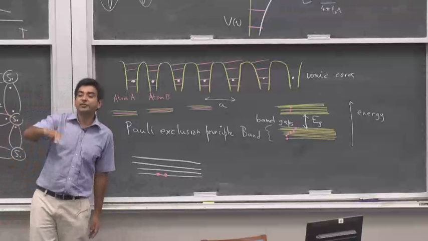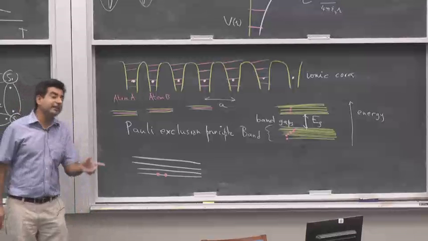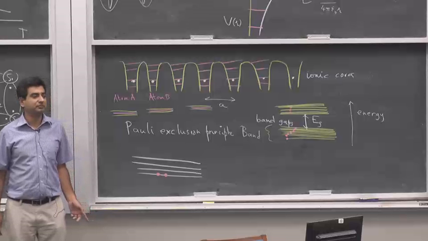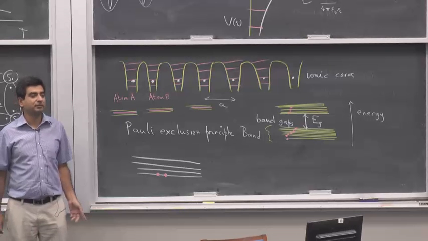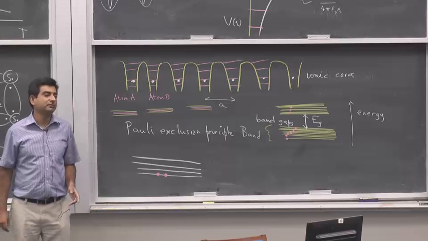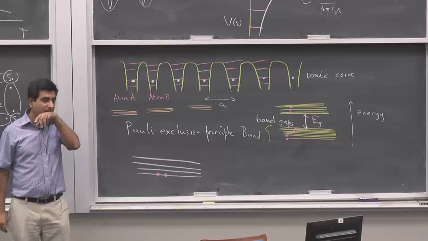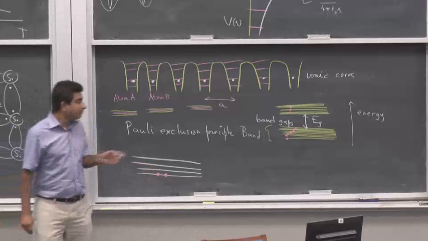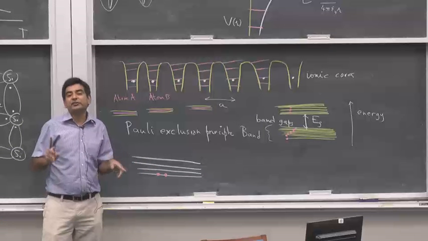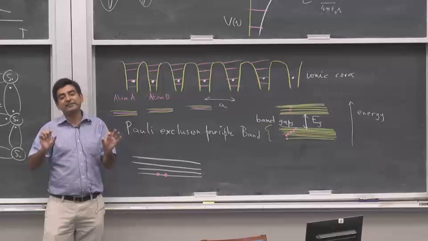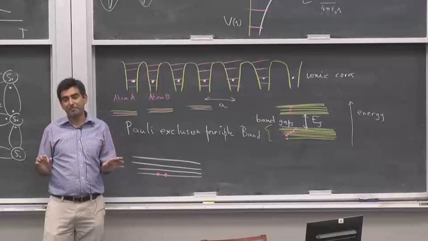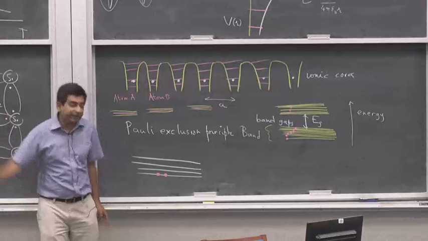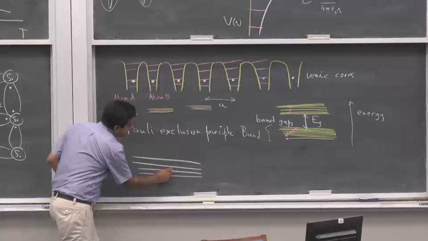Suppose you have a third electron that comes in. Where will the third electron go? Up top. Yes, it will go in the next higher level, because the Pauli exclusion principle does not allow two electrons to have the same set of quantum numbers. Already we have two electrons here. So the third electron must go into the next higher level.